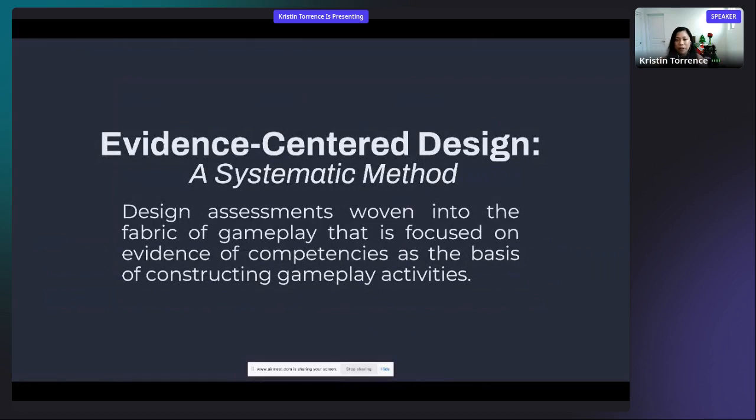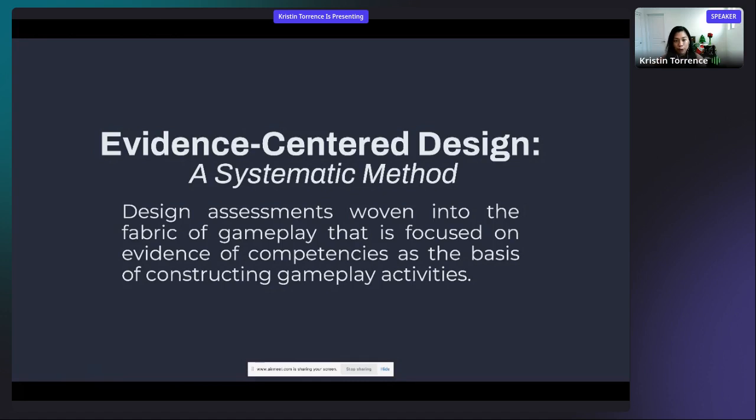This measurement methodology is based on the evidence-centered design for assessment framework, which is a systematic method of designing assessments focused on evidence of competencies that are the basis of constructing learning activities, and here it's applied to gameplay and game-based learning. Evidence-centered design is a conceptual framework that supports the design of valid assessments. It allows designers to align claims that they want to make about learners to things that learners actually do within the context of the game. And it's really centered around collecting empirical data from the learner.